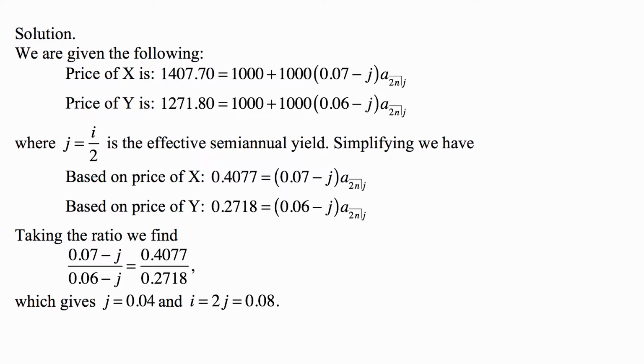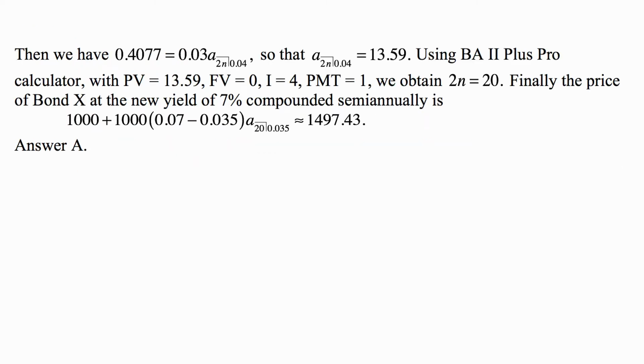We take the ratio of the two, and of course a angle 2n cancels, so this becomes (0.07 minus J) over (0.06 minus J) is equal to 0.4077 over 0.2718, and that gives us J equal to 0.04 and I equal to 2J, which is 0.08. And then, since we now know the rate J to be 4%, we can write that 0.0477 is equal to 0.03 times a angle 2n at 0.04. And so a angle 2n at 0.04 is 13.59.